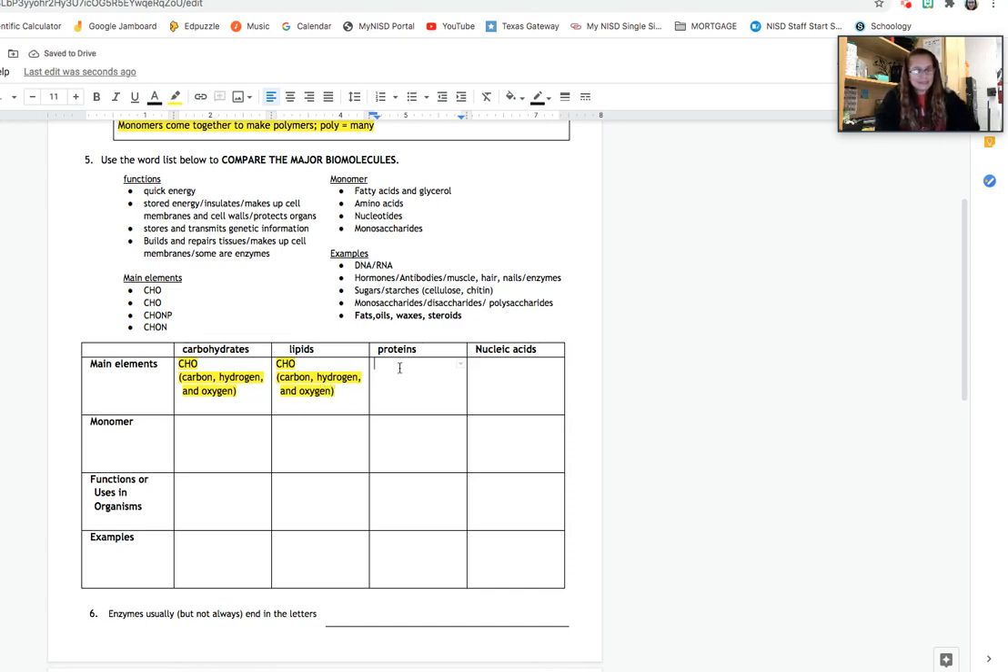For proteins, it's CHON, C-H-O-N, for carbon, hydrogen, oxygen, and nitrogen. Finally, for nucleic acids, it's CHONP, C-H-O-N-P, and that's for carbon, hydrogen, oxygen, nitrogen, and finally, phosphorus.